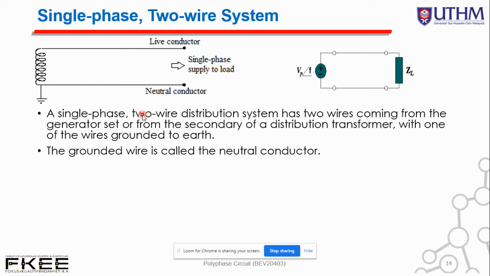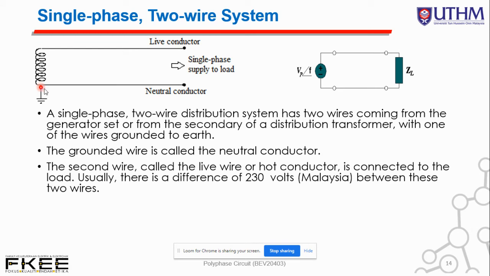So the grounded wire is also called the neutral conductor, this one. The wire which is being grounded is normally called the neutral conductor. The second wire is called the live wire or hot conductor. The upper one, this one, is connected to the load. Usually there is a difference of 230 volts in Malaysia between these two wires.